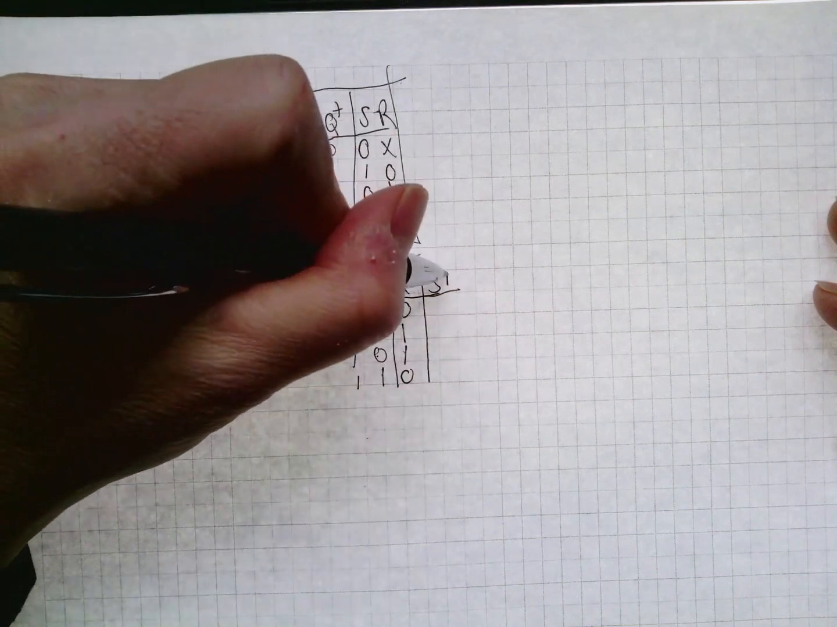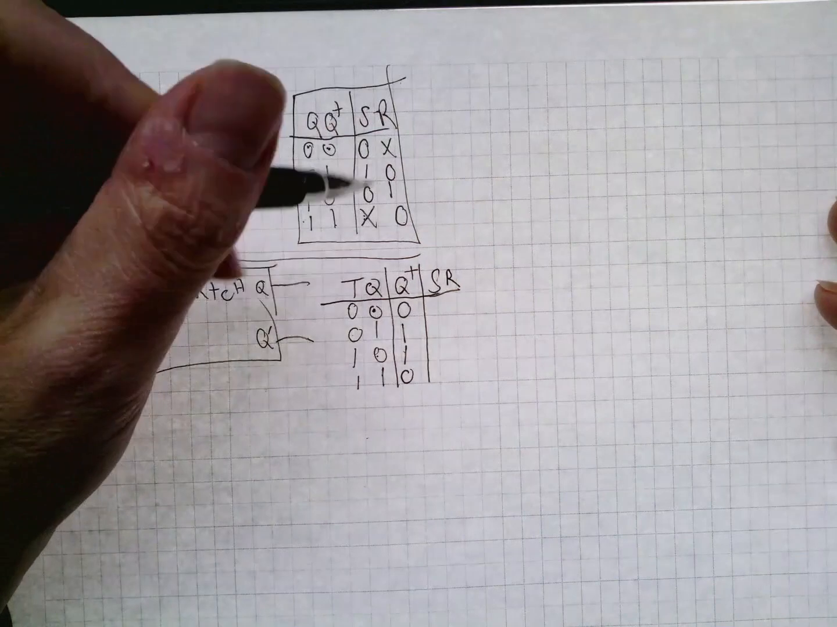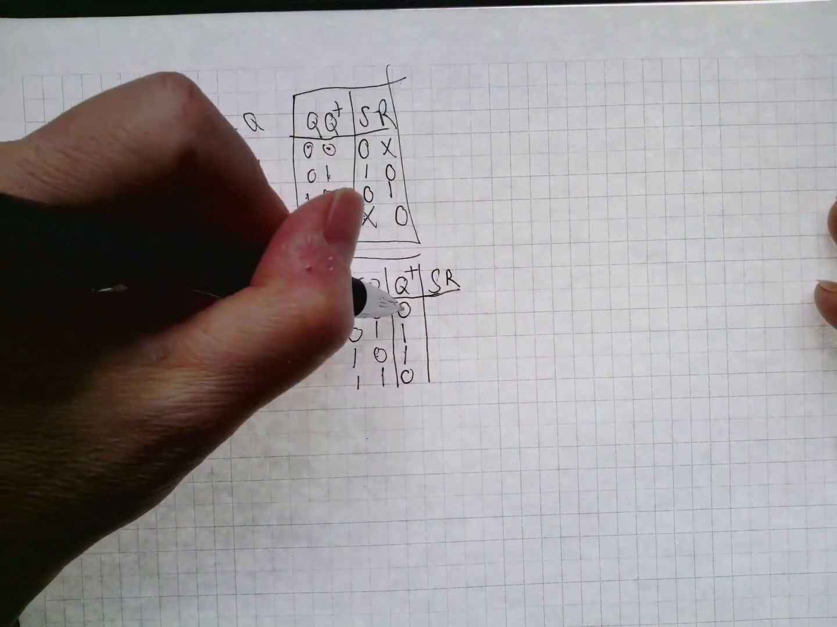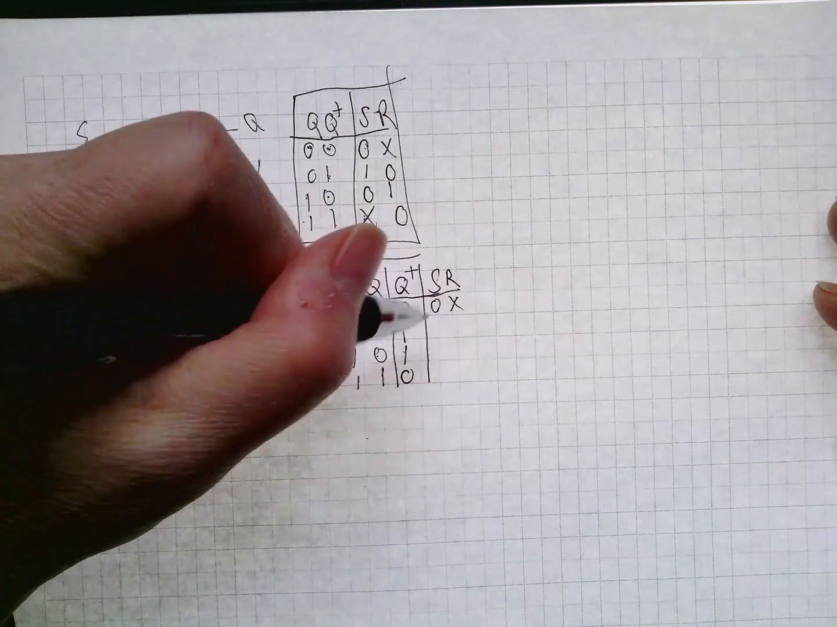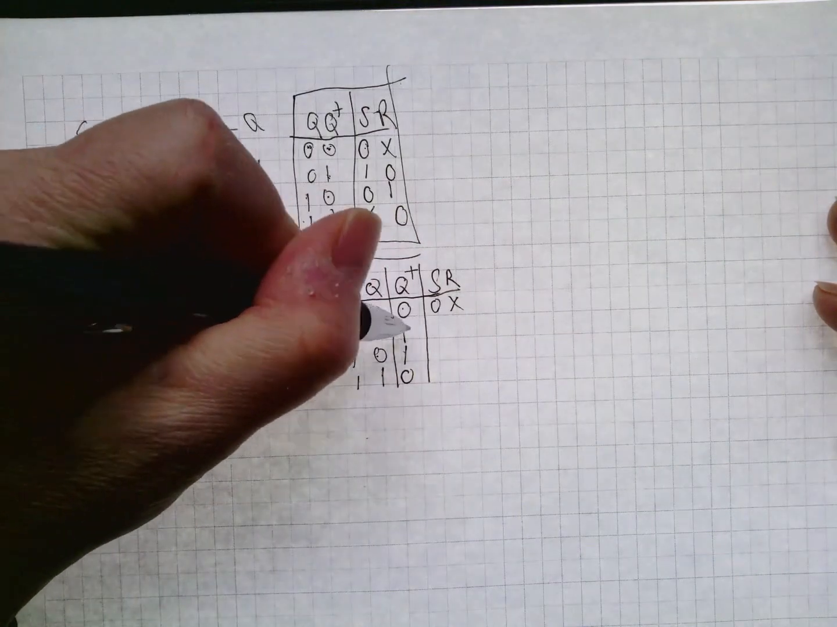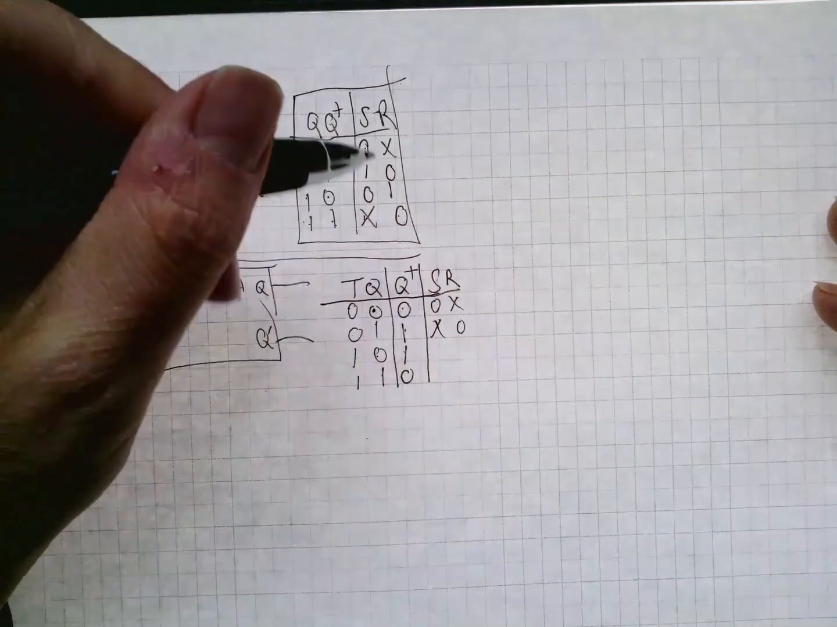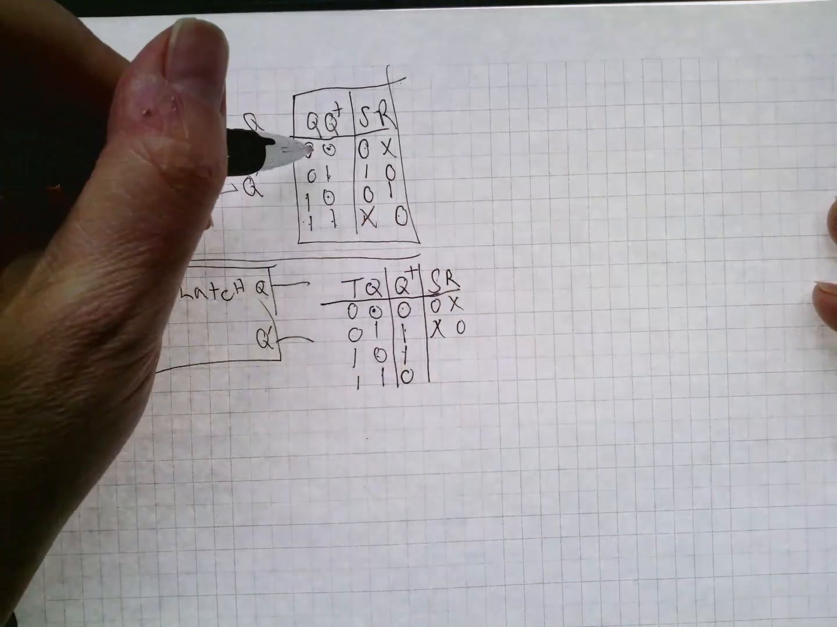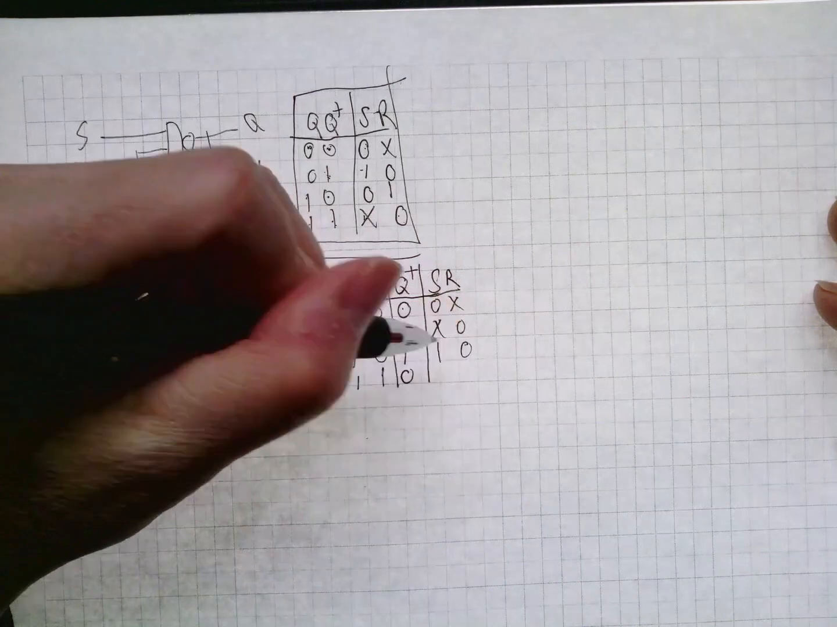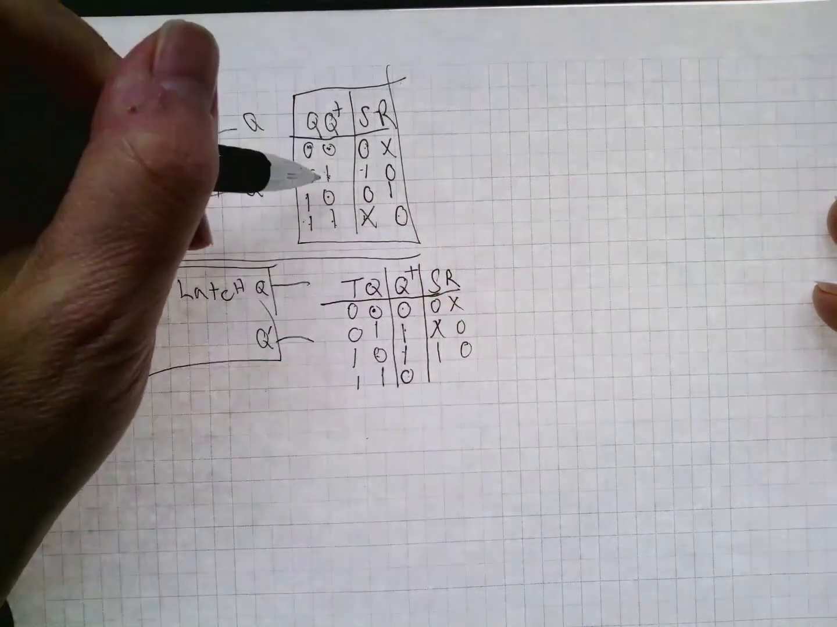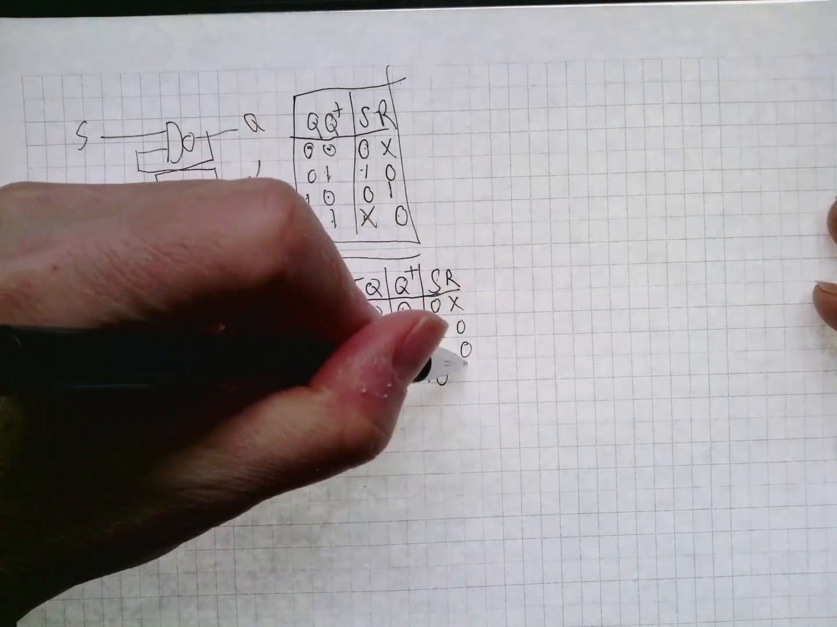And now we see what the SR inputs should be in order to make these transitions occur. So to go from 0 to 0, it's 0x on input. To go from 1 to 1, it's x0 on input. To go from 0 to 1, we want to do a set. So here it is, set, that's 1, 0. And to go from 1 to 0, we need to do a reset. And so here it is, 0, 1.